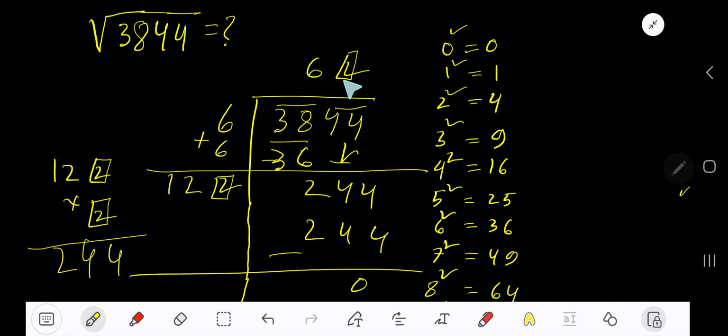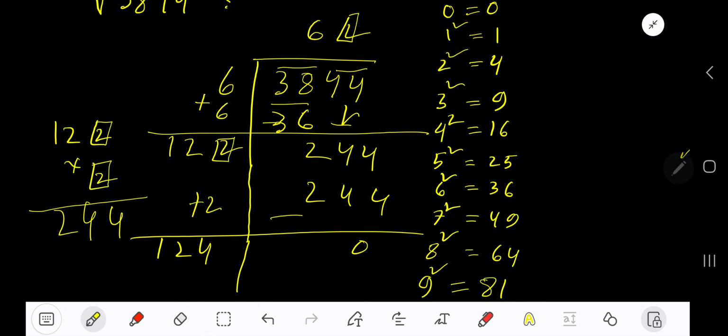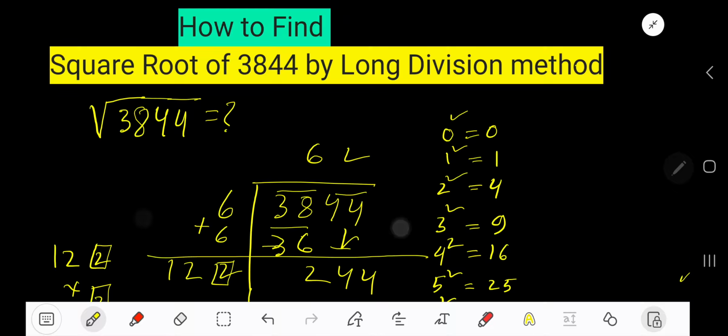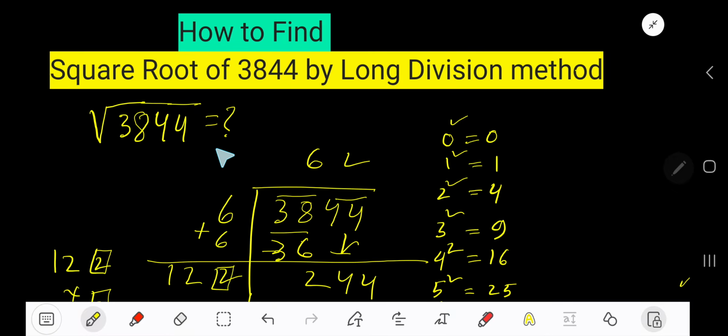Subtract, 0. As you have placed the digit 2 here, the same digit will come under this divisor, and you need to add 2 plus 2, 4. The double of 62 is 124. So our answer 62 is correct. So the square root of 3844 by long division method is 62.